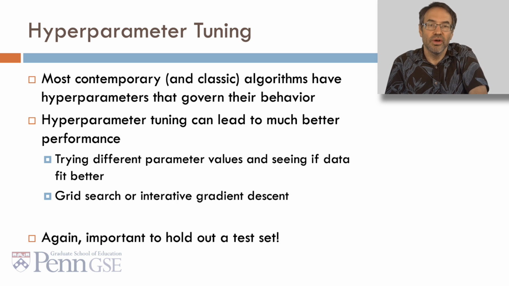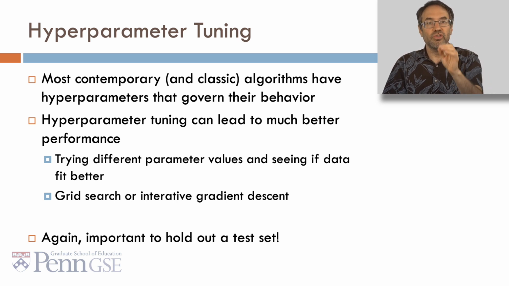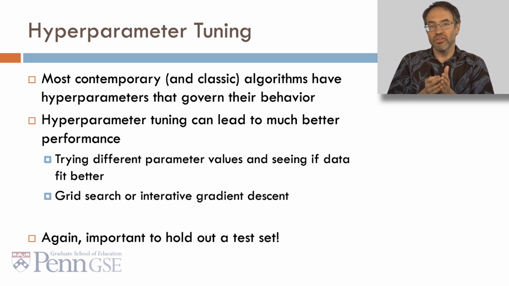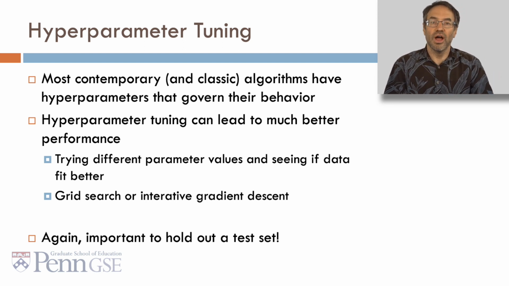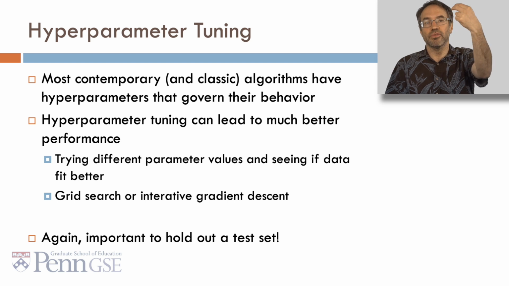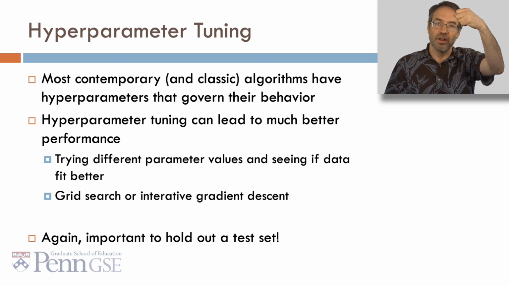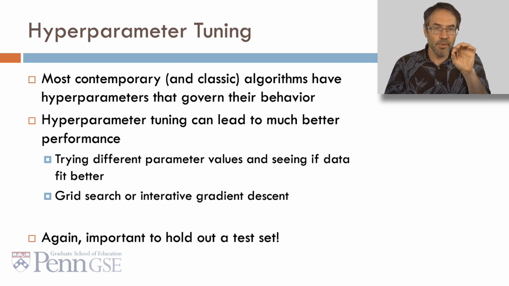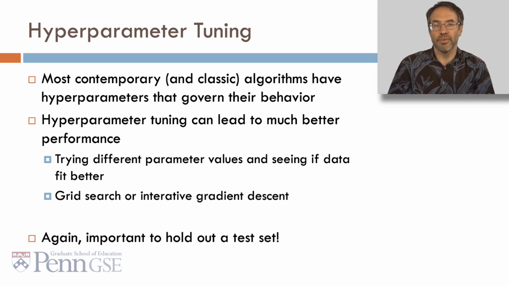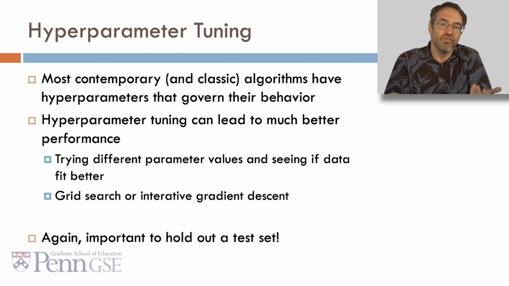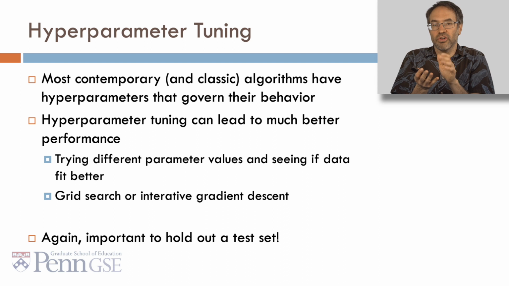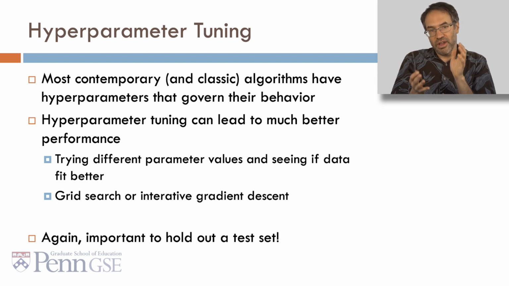Another thing you can do to improve your performance is use hyperparameter tuning. Most contemporary and, for that matter, classic algorithms have hyperparameters, parameters that govern the algorithm's search space and the eventual type of model it chooses. They have hyperparameters that govern their behavior. Hyperparameter tuning can lead to much better performance. It involves things like trying different parameter values and seeing if the data fits better, things like grid search or iterative gradient descent. And again, it's important to hold out a test set.